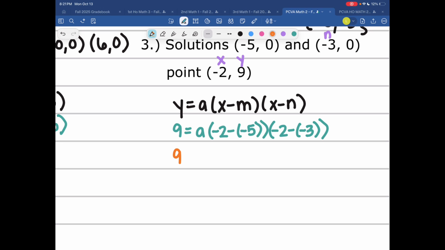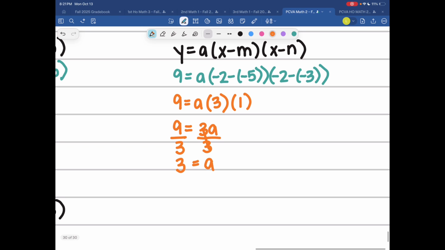So I have 9 equals A. So negative 2 minus negative 5 is going to wind up being positive 3. And then negative 2 minus negative 3 is going to wind up being a positive 1. So 9 equals 3A. Divide by 3. And we get the A value is positive 3. So at that point, we put it all back together. So my A is 3.